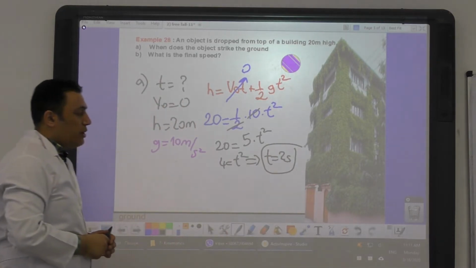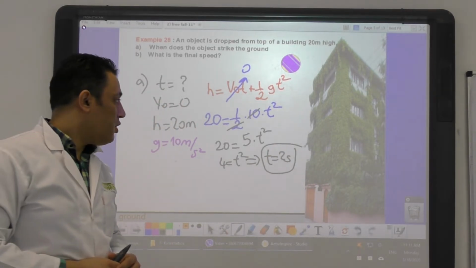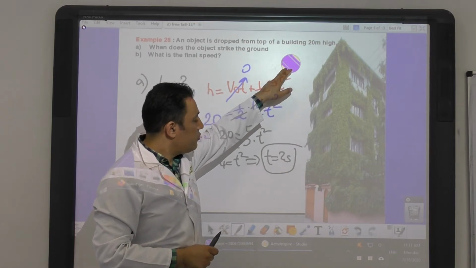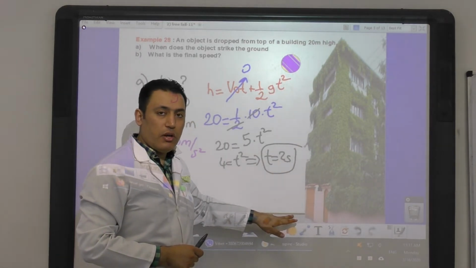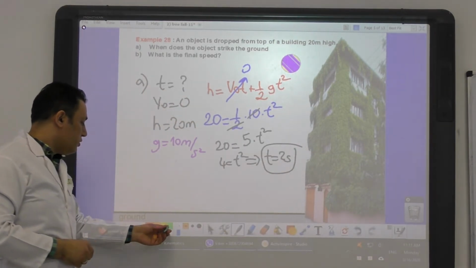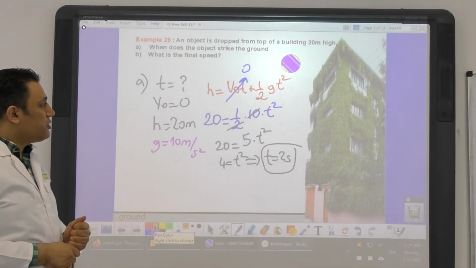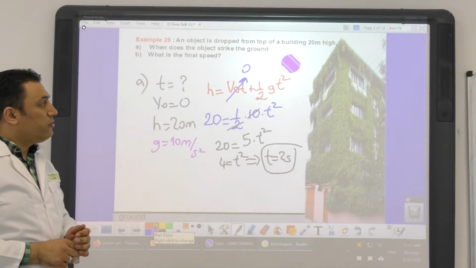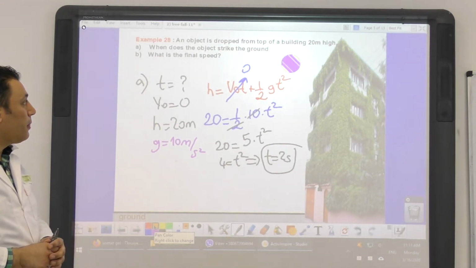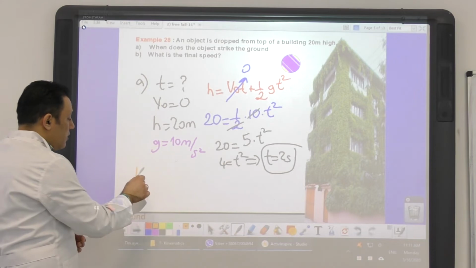So the amount of time the object spends from 20 meters high to the ground is just 2 seconds. That's not really a big amount of time for the object to fall from 20 meters high. Okay, this was part A, now part B.